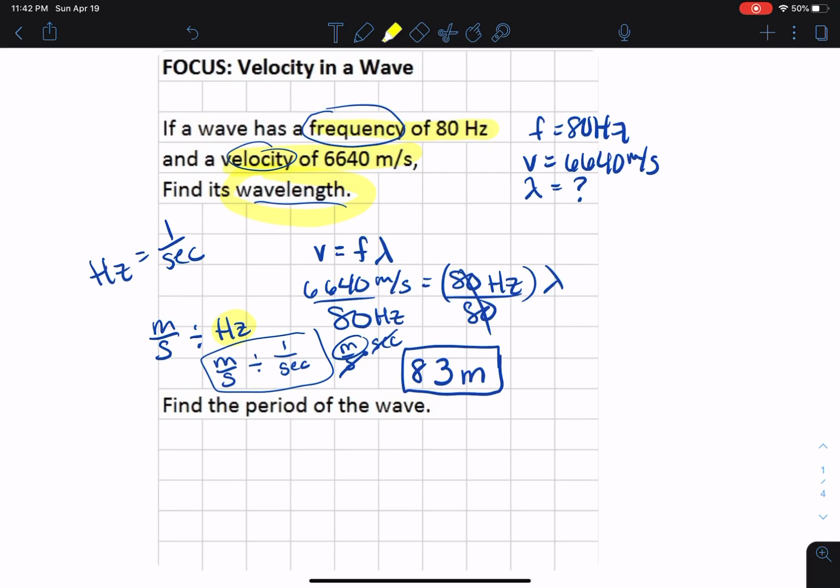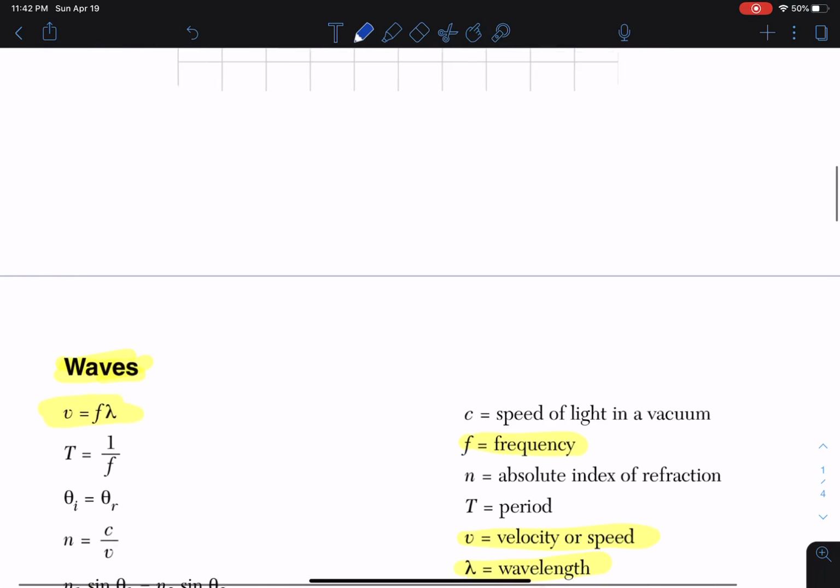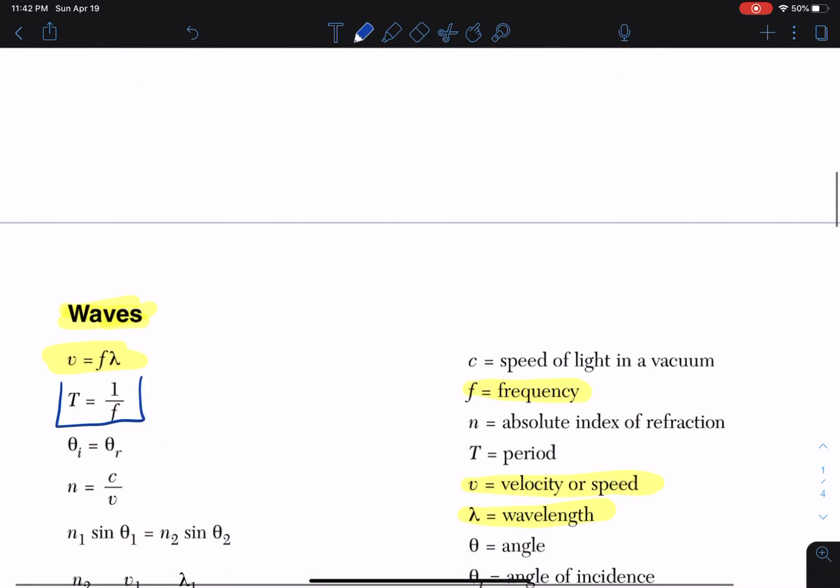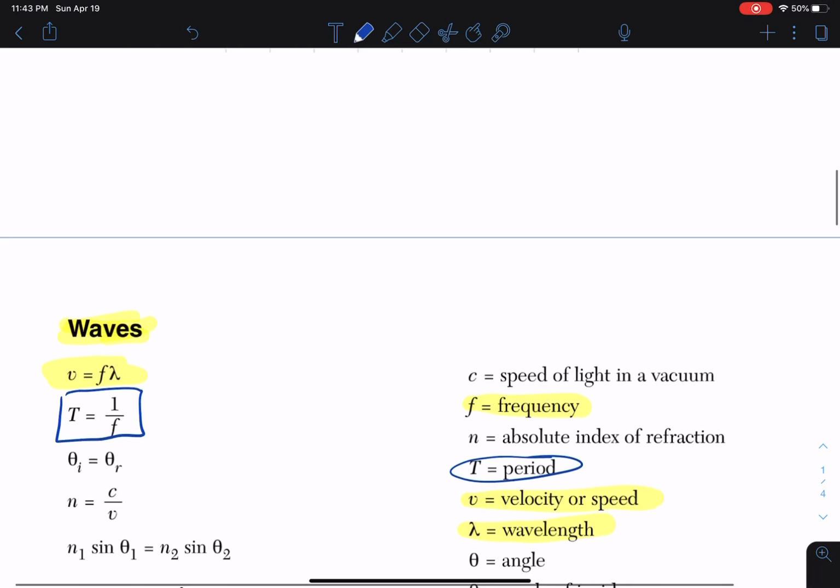Okay, moving to the next one, it says find the period of the wave. So this one, we need to somehow use the numbers that have been given to find period. So we learned this last week to find period, but just to show you in the reference table, this is the equation here. Capital T stands for period, and it's 1 over frequency.